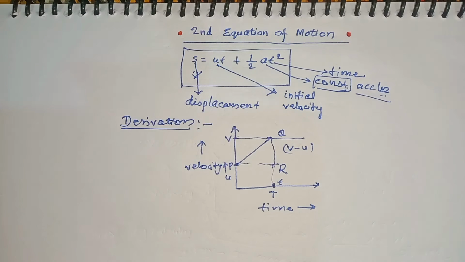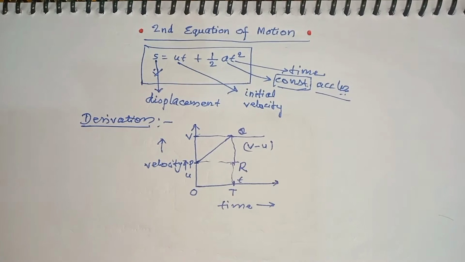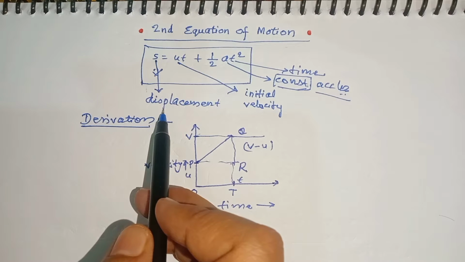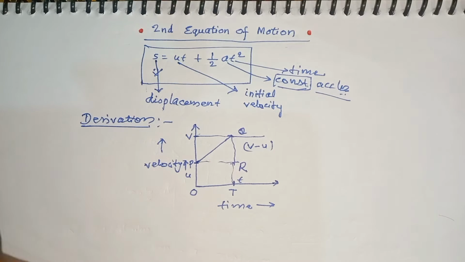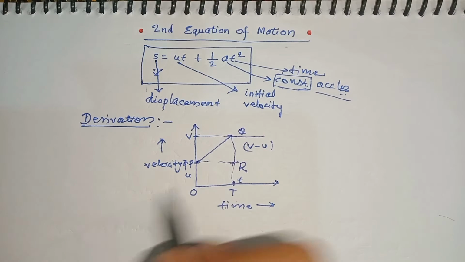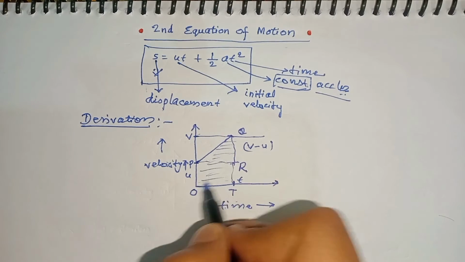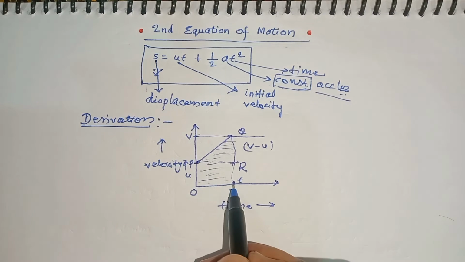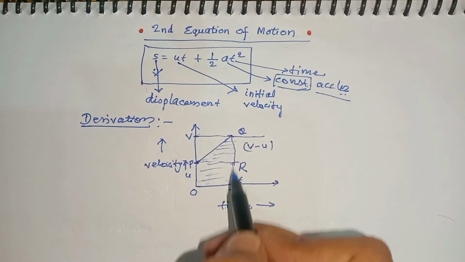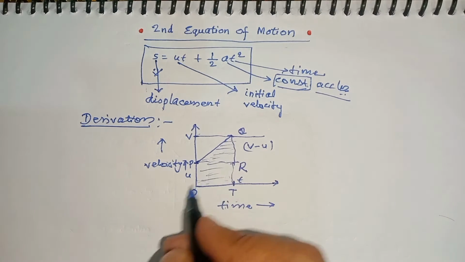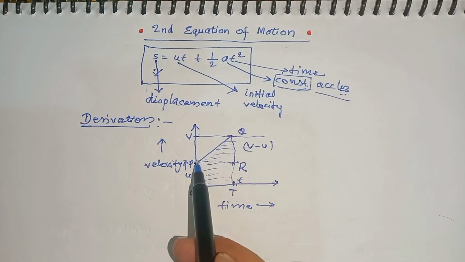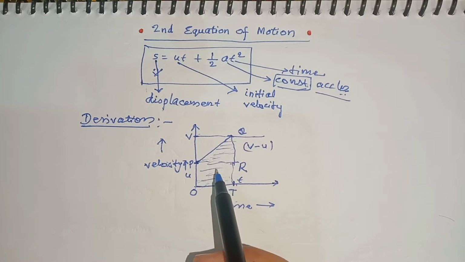Now we know that the area under the velocity time graph gives displacement. S is displacement, and we have to find displacement, so we will find the area under the velocity time graph. A body is going from initial velocity to final velocity in time t. The graph encloses this, so we will find the area of which figure? OTQP. The area of this shaded part will give the displacement.